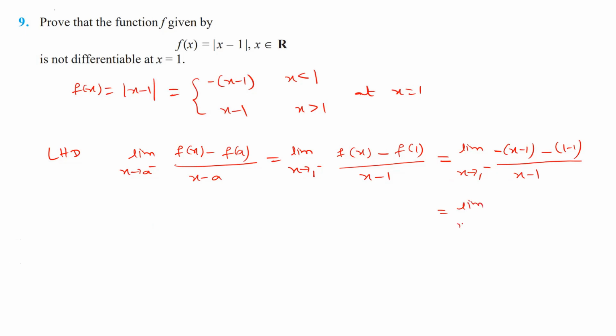So limit x tends to 1 minus, minus of x minus 1 divided by x minus 1. The plus 1 minus 1 gets cancelled, and x minus 1 gets cancelled. Finally this value is minus 1. So the left hand derivative value is minus 1. Now we'll find the right hand derivative.